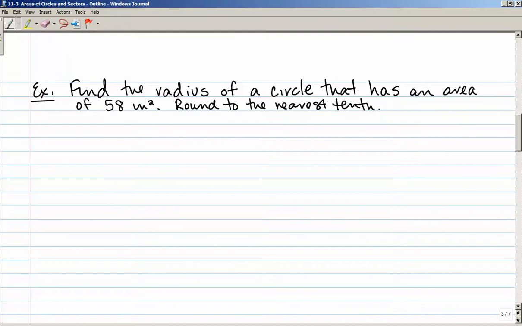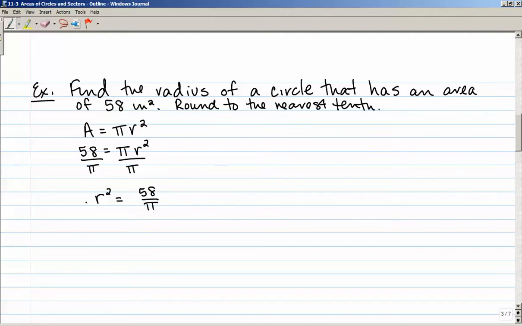This example says find the radius of a circle that has an area of 58 square inches, round to the nearest tenth. So in this case, I don't know what the radius is, but I know that the area is 58 square inches. So let's write the formula. Area equals pi r squared. My area is 58. That equals pi times the radius squared. Since what I'm looking for is the radius, I need to solve that. So I'm going to divide both sides by pi. So my radius squared is equal to 58 over pi.